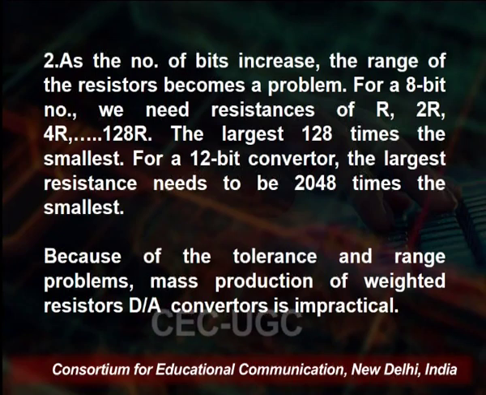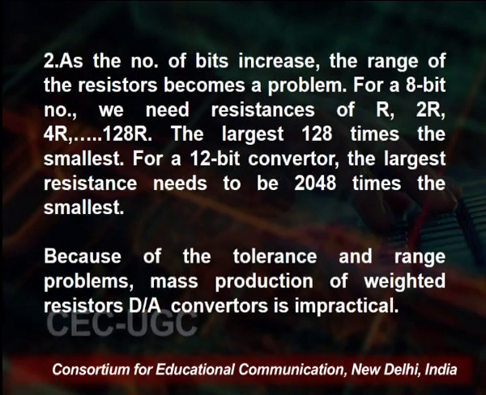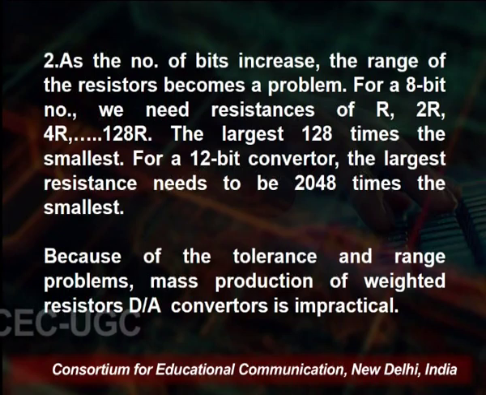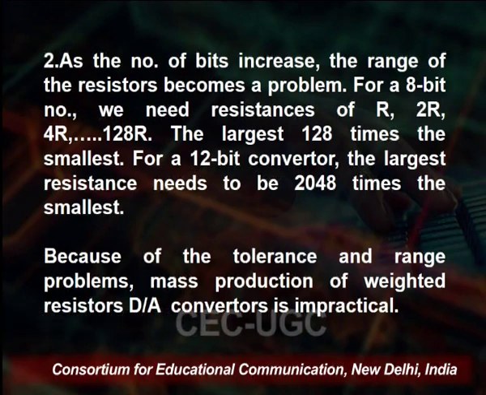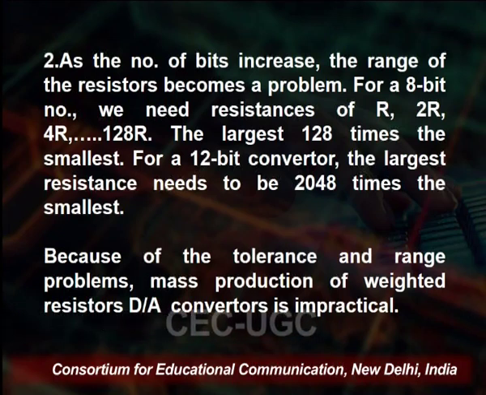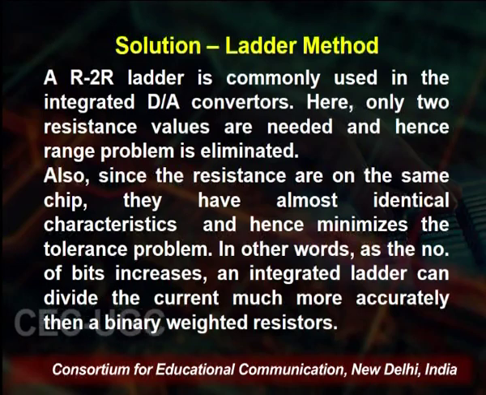Now, this also exhibits a practical problem. The resistance values cannot be so far apart because the current passing through the circuit becomes unmanageable. At one point, you would have a milliampere current and divided by more than 1000 times, it comes down to below microamps. Because of these tolerance and range problems, the mass production of weighted resistor DA converters becomes impractical. So, the solution is the R2R ladder method.